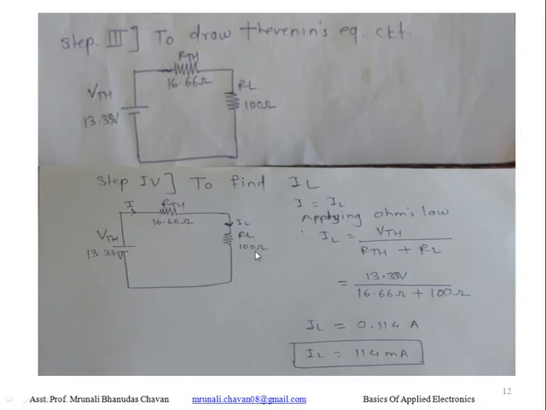IL is equal to, Ohm's law? V is equal to IR or I is equal to V upon R. So we can write the equation here for IL. IL is equal to VTH, here V means VTH and R means total resistance RT. RT total resistance means RTH plus RL. So VTH divided by RTH plus RL. Just put the values here and we will get IL is equal to 0.114 ampere, means we can write this in milliampere. IL is equal to 114 milliampere.